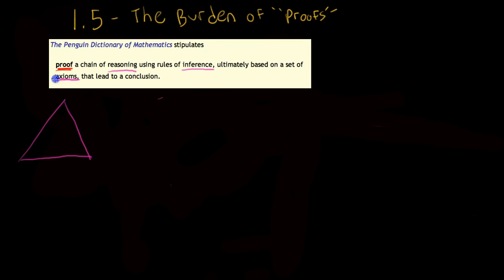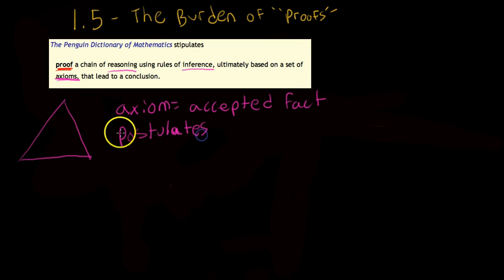Now, axioms is probably the most important word in this definition, because basically an axiom is an accepted fact, okay? It's often called postulates. And so an axiom is a fact that you can use in a proof because everyone knows it's true. Everyone knows it's true. And you have to say that it's true.